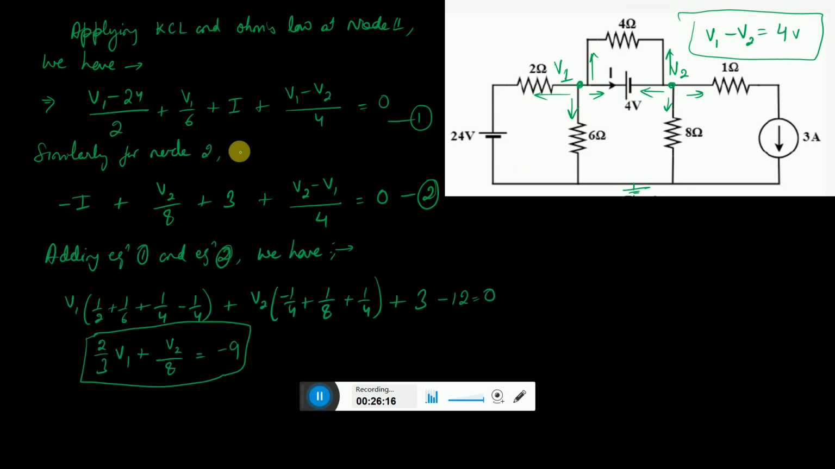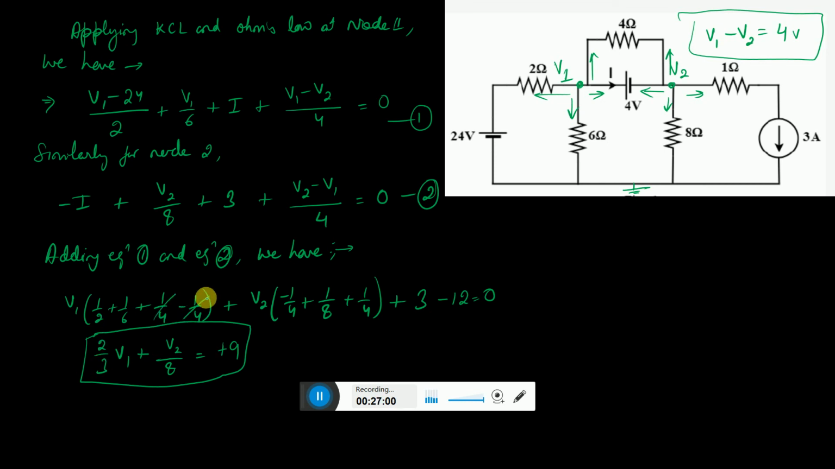So now we just add equations 1 and 2. To make it very simple, we take V1 and the coefficients are 1 by 2, 1 by 6, and 1 by 4. And the coefficient in the second equation is minus 1 by 4, so minus 1 by 4 here, plus V2. So the V2 coefficient is minus 1 by 4, and in this equation the coefficient is 1 by 8 and 1 by 4. So that is written. Here 3 is written, and here minus 24 by 2, that is minus 12, is equal to 0. So that comes to minus 9. Minus 9, when you go to the right side, will be plus 9 over here. And now you have got 2 by 3.